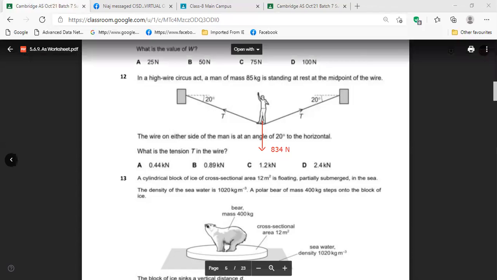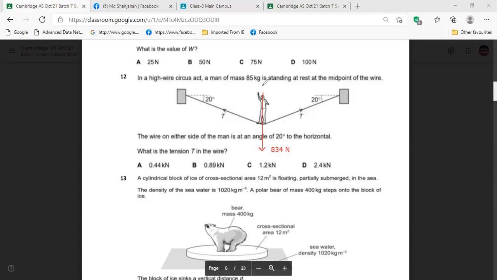Are you understanding what I'm saying? So that resultant force is balanced with this weight. That's why it is in equilibrium. The resultant force from these two forces T is balanced by the 834 Newton working here. So we have 834 Newton coming from both the tension forces, isn't it?